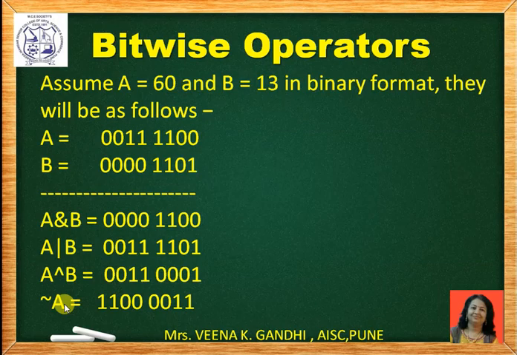Now the complement operator. It has the effect of flipping the bits. 1 becomes 0 and 0 becomes 1. So in this, 0 becomes 1, 0 becomes 1, 1 becomes 0, like this.